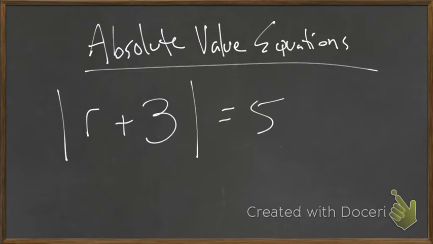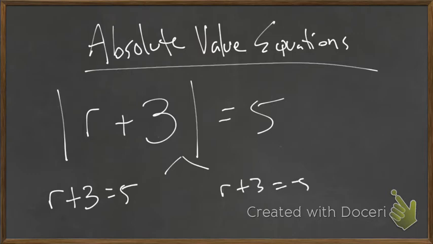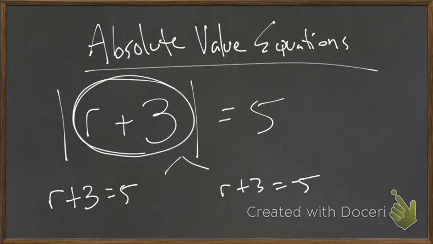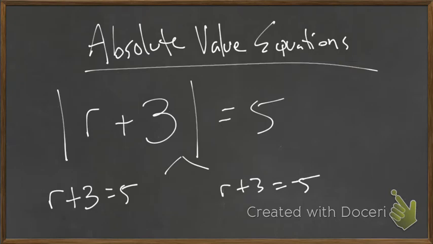So what I like to do, just to get organized, is I make like a little branch thing like this, saying there's two different things. And I know that r plus 3 equals 5, and r plus 3 also equals negative 5. So we're going to be rocking two answers here. Again, the reason this works is whatever r plus 3 equals here, the absolute value of that needs to equal 5. Well, the absolute value of 5 and negative 5 are both 5. That's why we have these two equations.